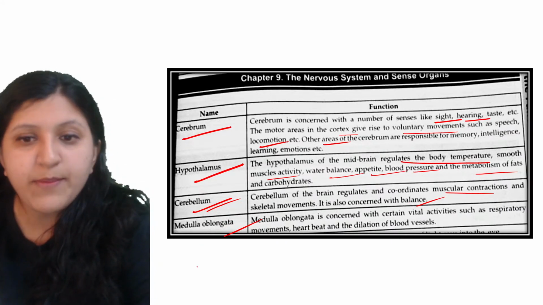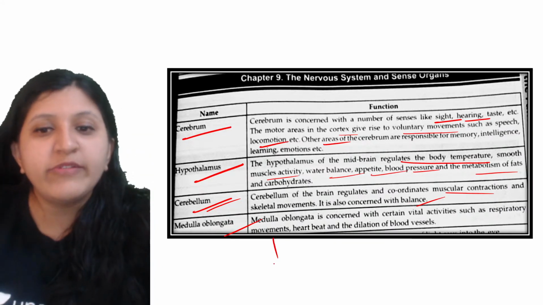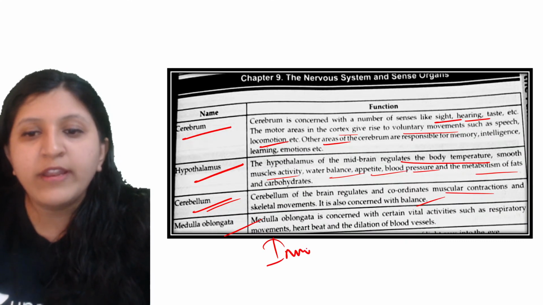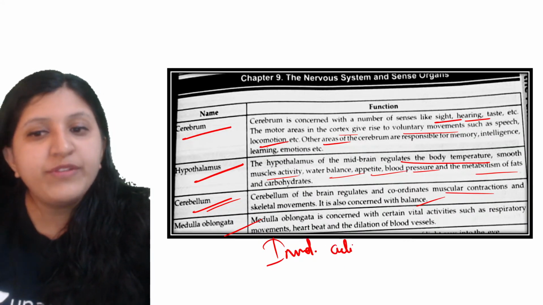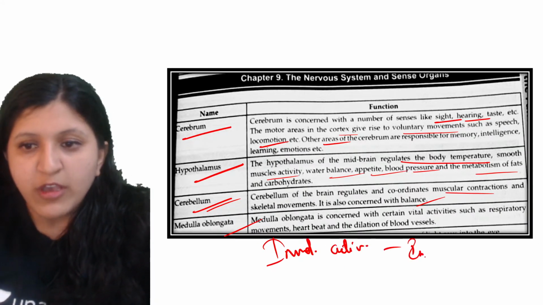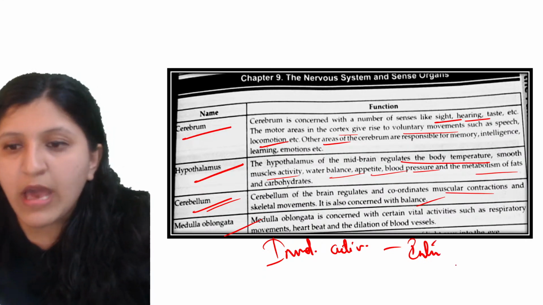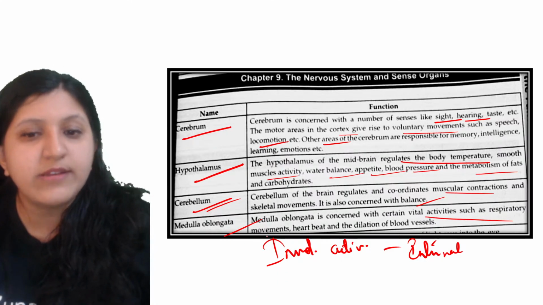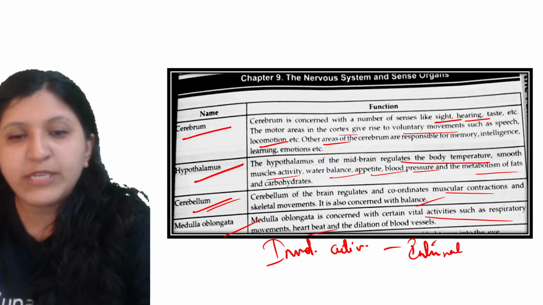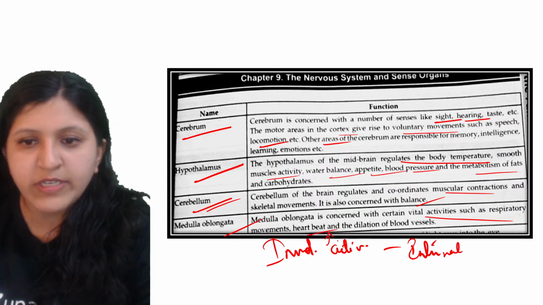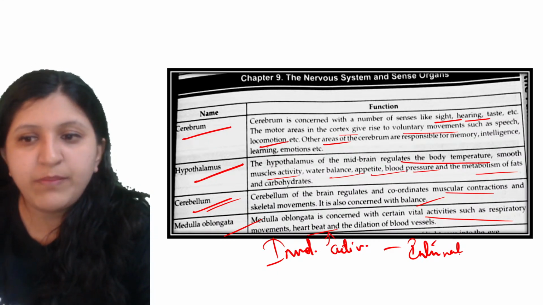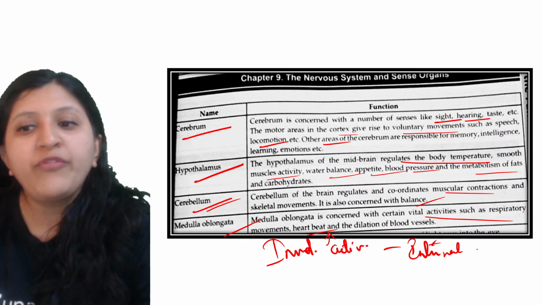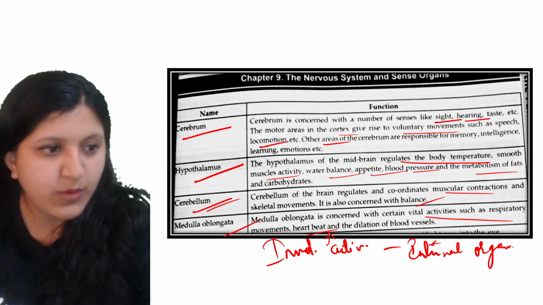What exactly does the medulla oblongata do? It will control all your involuntary activities of the internal organs. So what you can write here, medulla oblongata is concerned with the vital activities such as the respiratory movement, heartbeat. All these are involuntary activities, right? And dilation of the blood vessel. So these are of internal organs only. So that is done by the medulla oblongata.